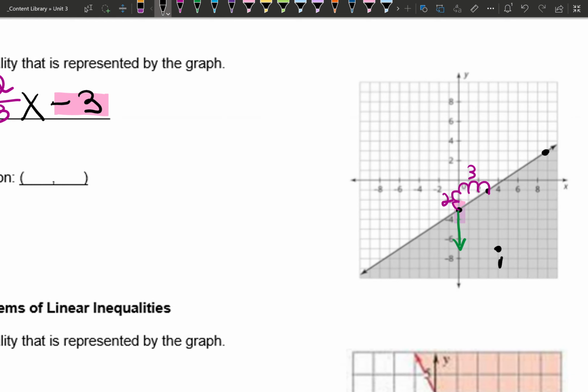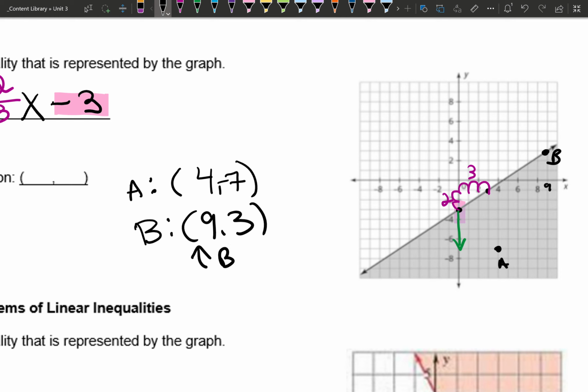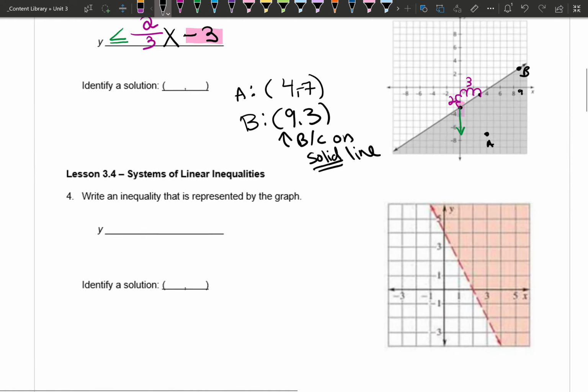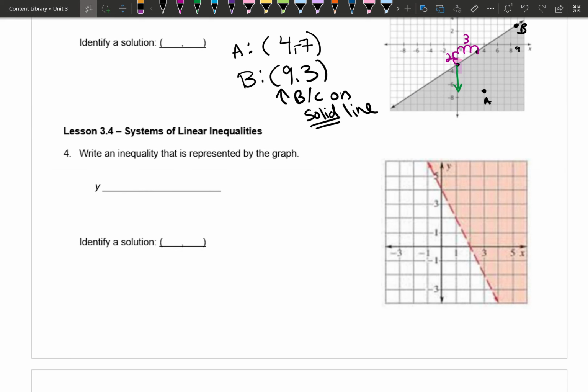So in the gray area, I'm going to call it point A, point B, just so I can tell them apart. Point A that's safe to pick is (4, -7). It exists inside the shaded area. Point B is on the line. This is (9, 3). That's also allowed, and that's because it's a solid line. We cannot be on a dashed line. So if you picked a point that's on the solid line or a point that is in the gray, you would be correct. Number 4, write an inequality that's expressed by this graph.